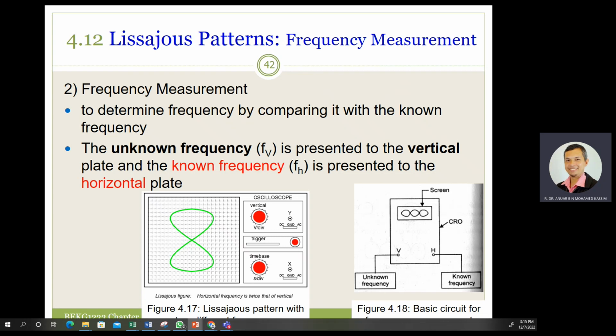by comparing it with the known frequency. Okay, we already saw this in the YouTube video, where the unknown frequency fy is presented to the vertical plate, and the known frequency is presented to the horizontal plate. Okay, and here there is a screen with the unknown frequency and known frequency, and a Lissajous pattern that has been formed based on the difference of the frequencies.